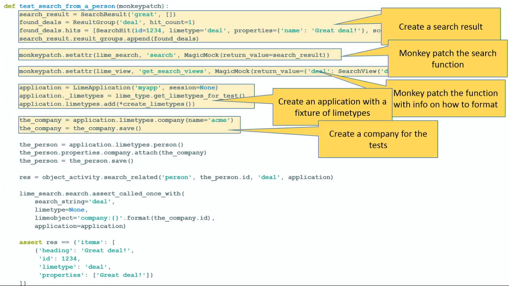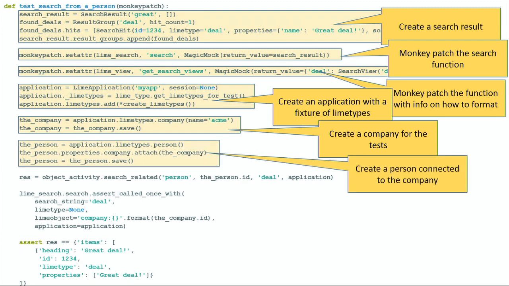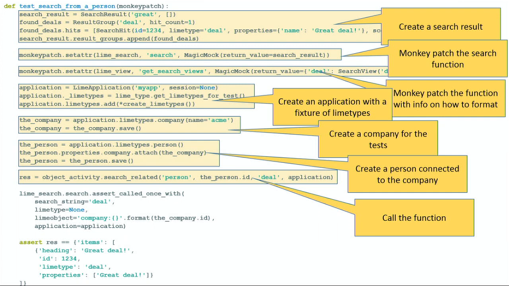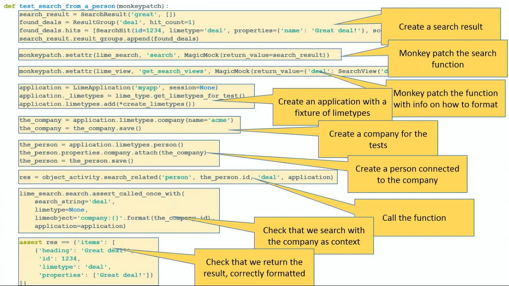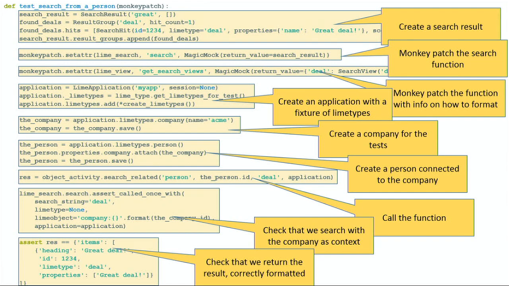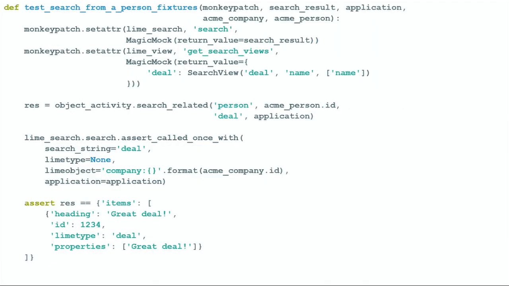Then we can create a company. And then we can create a person and attach that to that company. And then finally, we can actually call the function. And then we can do some assertions on how we did that. And this is quite a bit of setup that we need to do for every test for this function. No matter how small the detail we're going to try to test in this function, we need to do all this setup. And we can clean it up a little bit by using fixtures in PyTest.